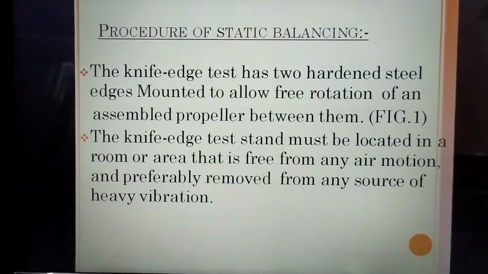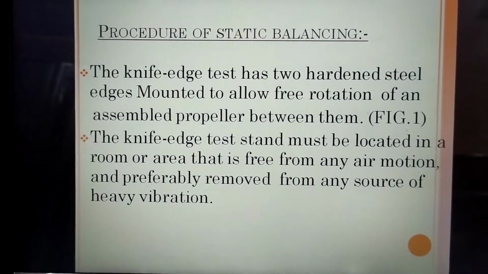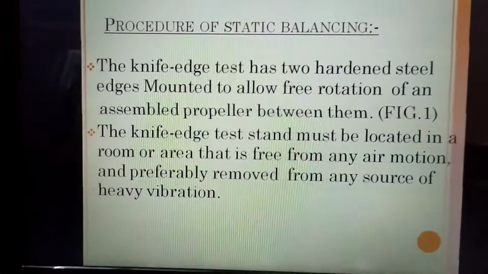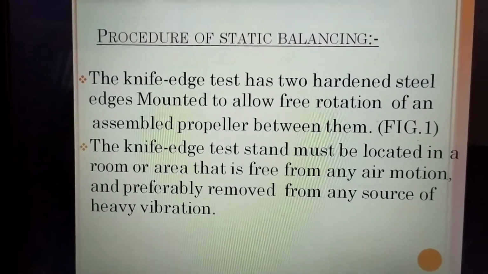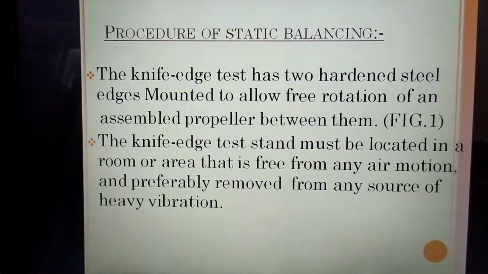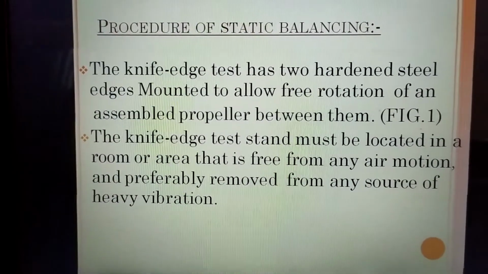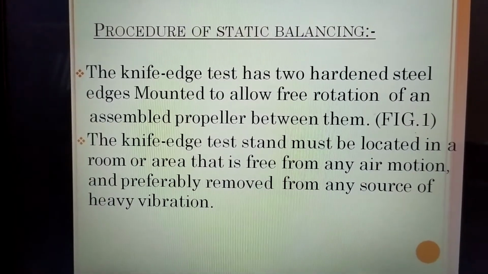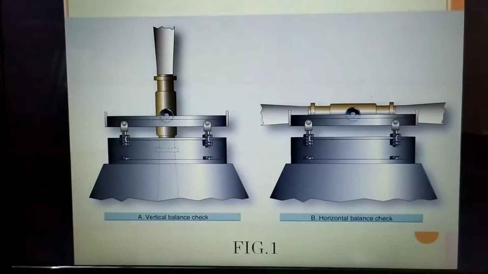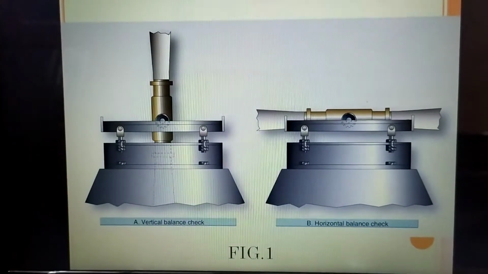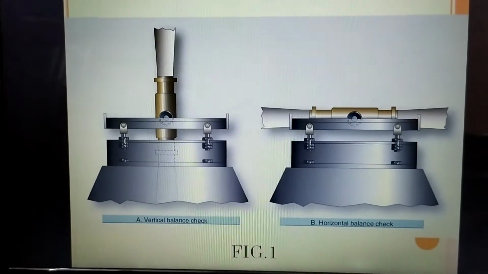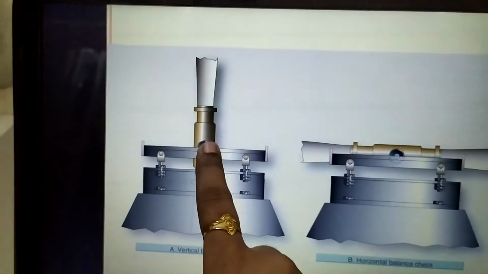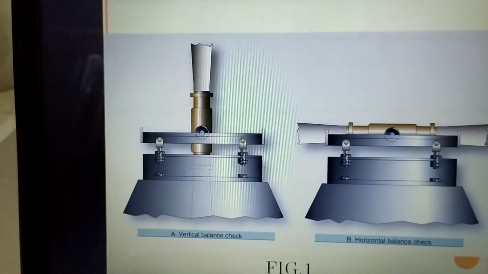Procedure of static balancing: if the center of gravity does not coincide with the axis of rotation, then static balancing occurs. So what do we do to compensate for it? These are some processes. The knife edge test has two hardened steel edges mounted to allow free rotation of an assembled propeller between them. We can see this in the figure.